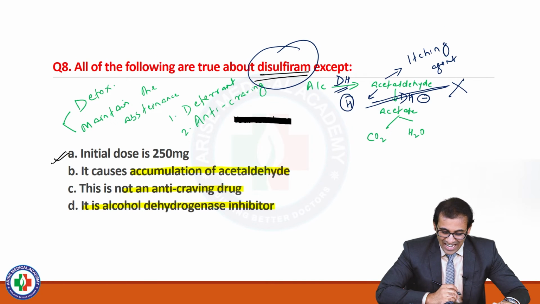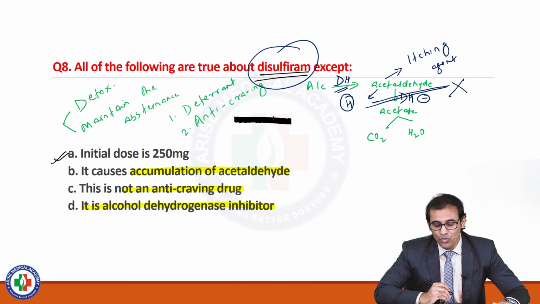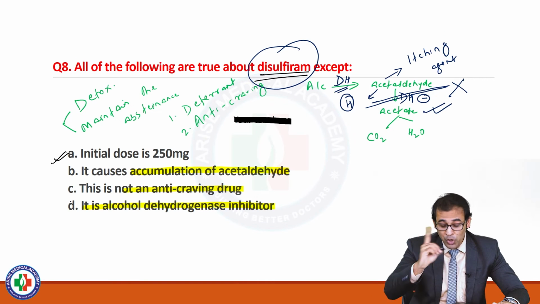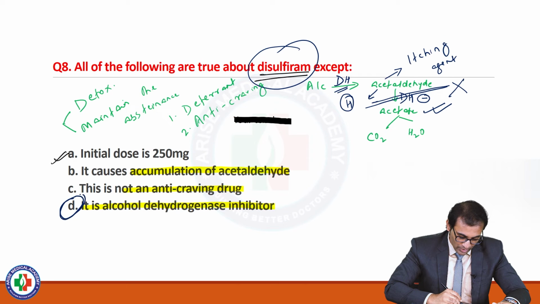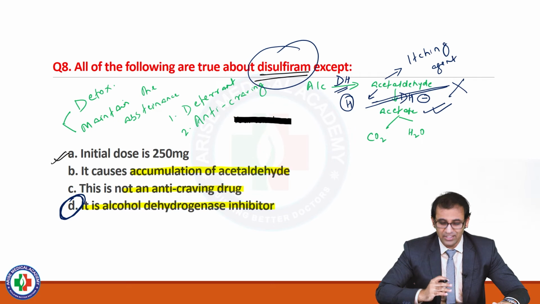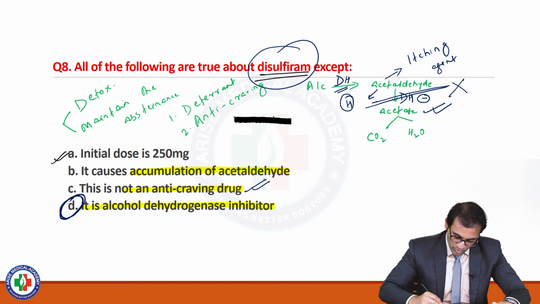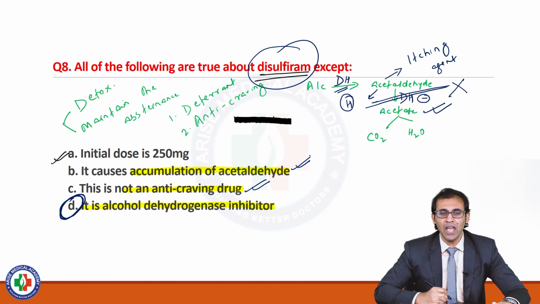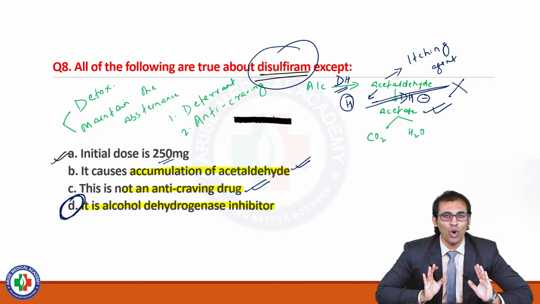So please understand that disulfiram blocks which enzyme? Aldehyde dehydrogenase, not alcohol dehydrogenase. Remember it. Yes, option number C. This is not an anti-craving agent. This is what? A deterrent agent, right? So this is also true. This causes accumulation of aldehyde, true, and initial dose is 250 milligram, right? Easy to understand. Now I hope all points are very much clear to you.